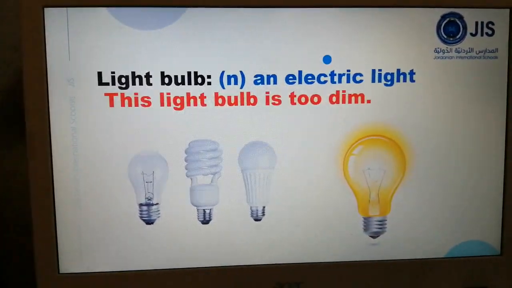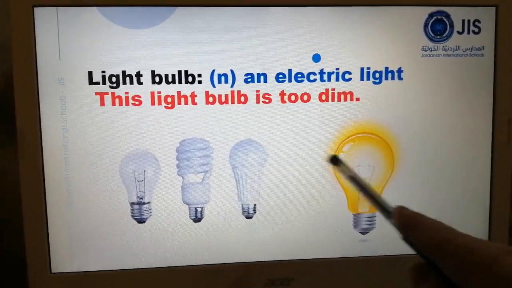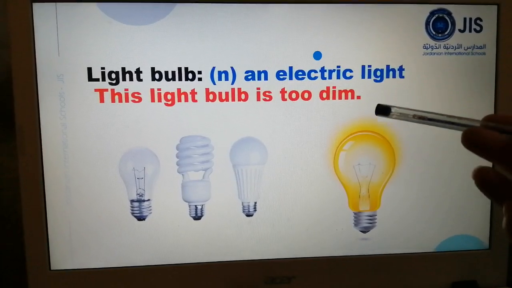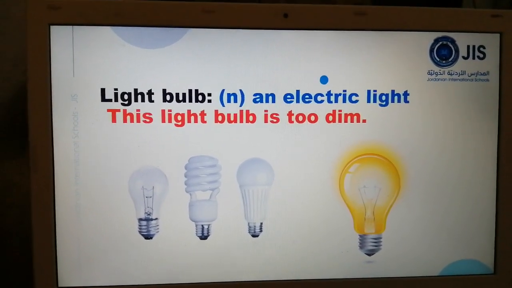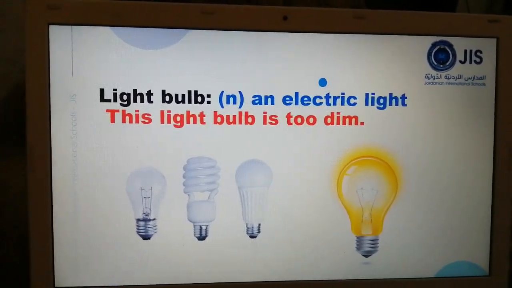Together they make a new word, and this word is a noun, and it means an electric bulb. These are examples of the light bulb. This light bulb is too dim, which means it doesn't have very strong light. This is the example. So light bulb is an open compound word, and it's a noun.